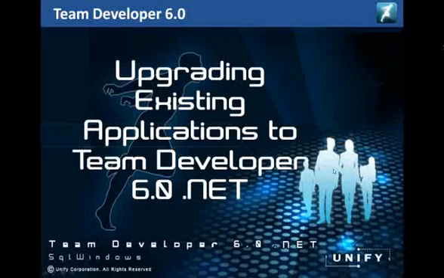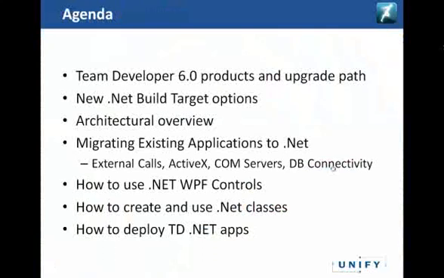Here's what we are going to talk about. A quick introduction to what products and upgrade paths are available for TD 6.0, the new .NET build target options, a quick view on the architecture of the new product, and the main part: migrating existing applications to .NET. I will talk about external calls, ActiveX, COM servers, database connectivity, and we will also talk about a few restrictions and other things you need to know to be able to get your applications to .NET applications using Team Developer 6.0. I will also show you how to use .NET WPF controls, how to create and use .NET classes, and how to deploy TD .NET apps.